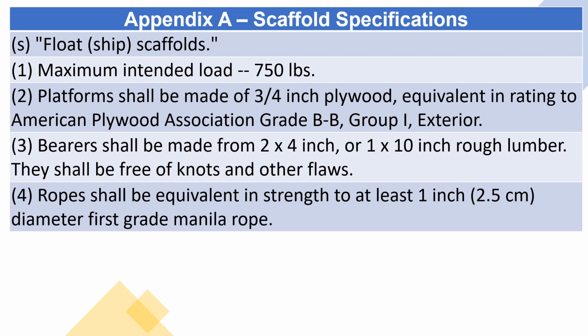S. Float, ship, scaffolds. 1. Maximum intended load 750 pounds. 2. Platforms shall be made of 3/4 inch plywood, equivalent in rating to American Plywood Association Grade BB, Group I, exterior. 3. Bearers shall be made from 2 by 4 inch, or 1 by 10 inch rough lumber. They shall be free of knots and other flaws. 4. Rope shall be equivalent in strength to at least 1 inch, 2.5 centimeters, diameter first grade manila rope.